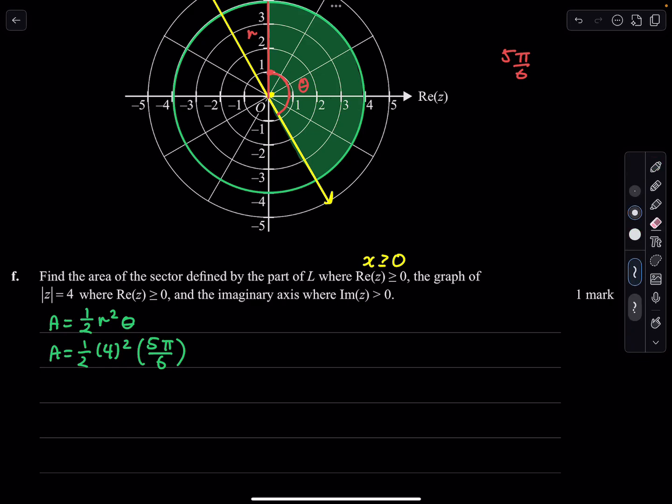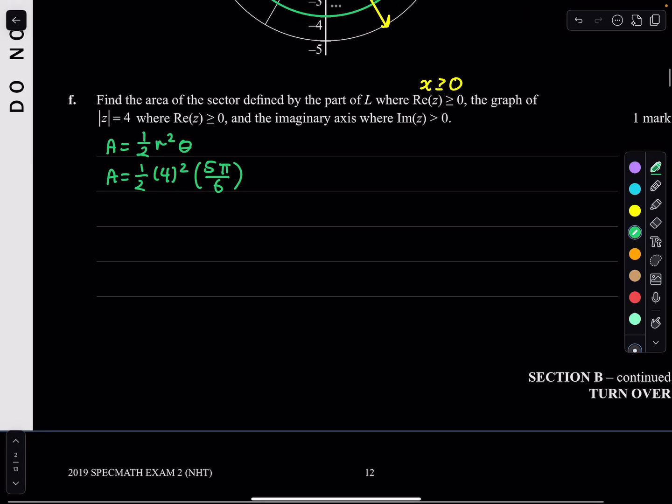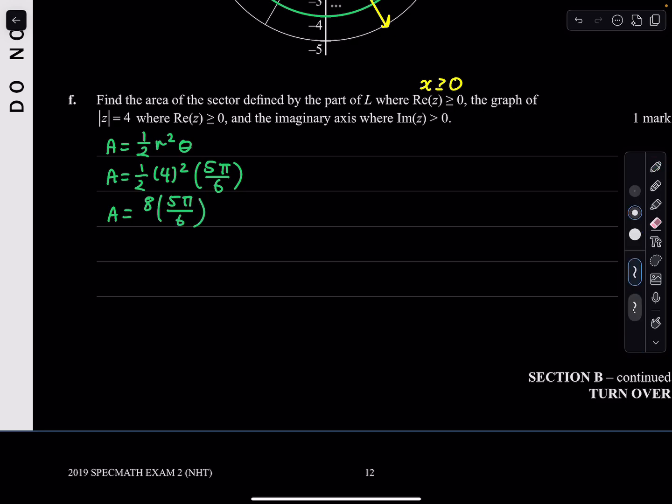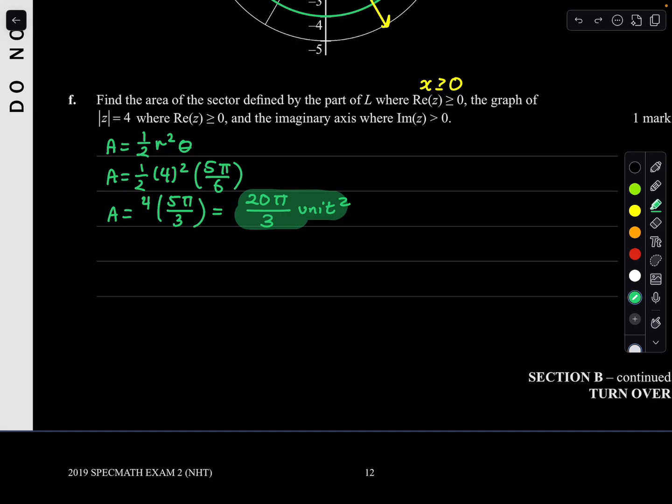Done. That'll give me area is equal to, 4 squared is 16. 16 times a half is 8. So it'll be 8 times 5 pi on 6. Of course, these can be simplified. That becomes a 3, that becomes a 4, which actually becomes 20 pi over 3 units squared. So this is your area. Beautiful. Done. Not too bad of a question. All right, so there it is.